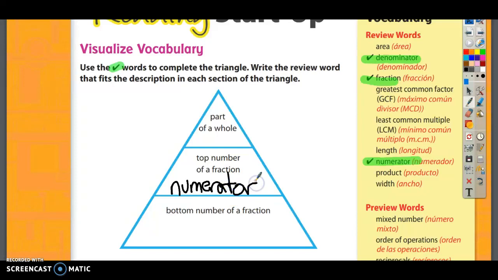And as your teacher, I'm going to try to use that term. I'm not going to say the top number. I'm going to call it the numerator. The bottom number of a fraction is the denominator. And the part of a whole is actually the fraction. The numerator is the part, and the denominator is the whole. And let's check out the vocabulary portion at the bottom of the page, and then we'll be done with these 2 pages.